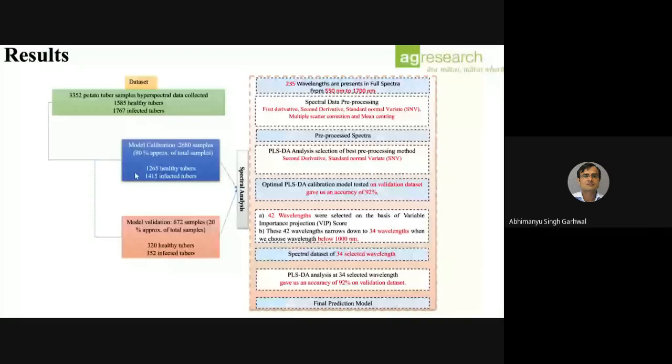During calibration, 2,680 samples were used, out of which 1,265 are healthy tubers and 1,415 are infected tubers. After that, we did a model validation on 672 samples. That means 20% of the approximate total sample: 320 healthy tubers and 352 infected tubers. So always it's a mix of more than 50% diseased and healthy tubers.